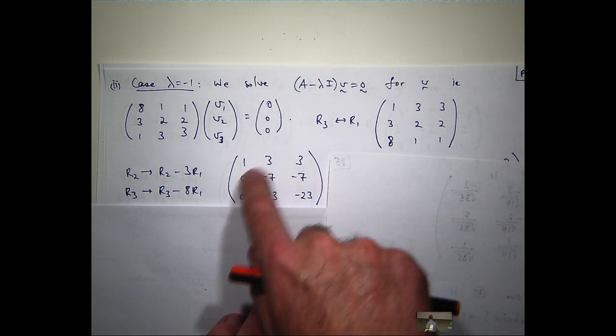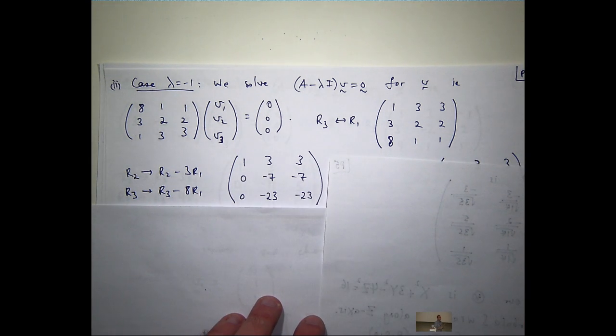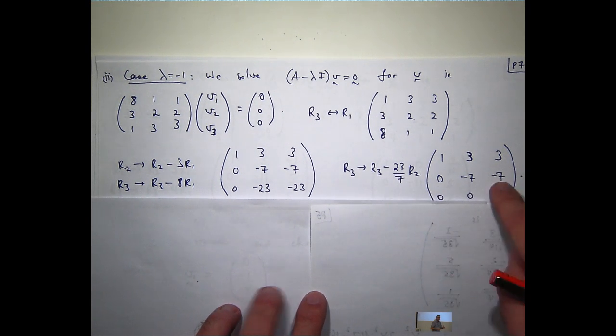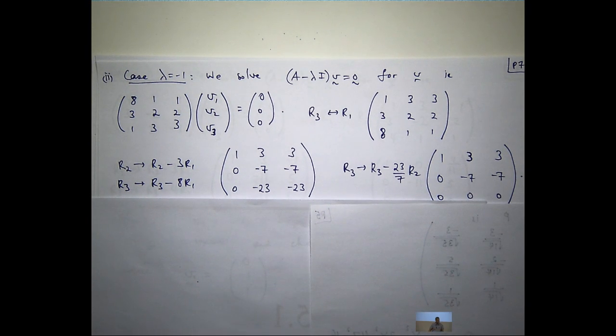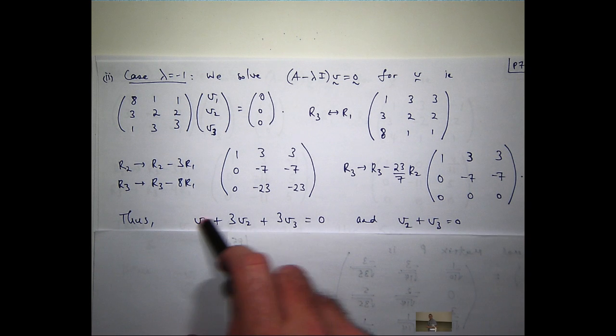Well, you can see the second row is a multiple of the third row. So we're going to get a row of zeros down the bottom. I know that I've got this row to give me some information about V2 and V3. So V2 and V3 are going to have opposite signs. And this top row I can just write out like this.